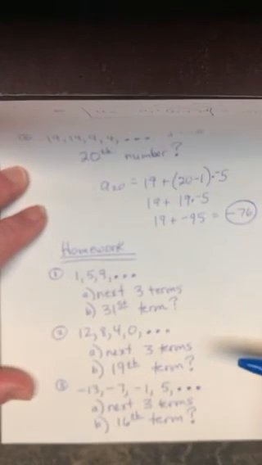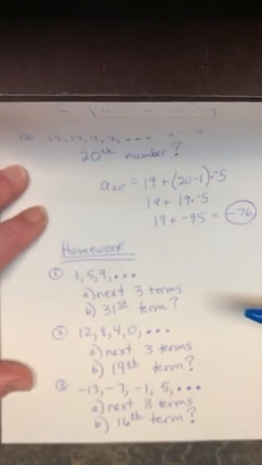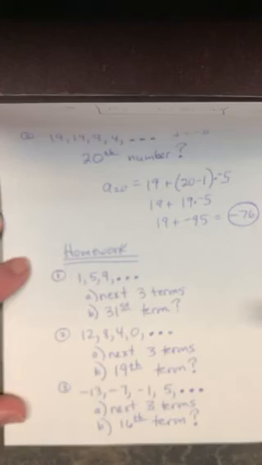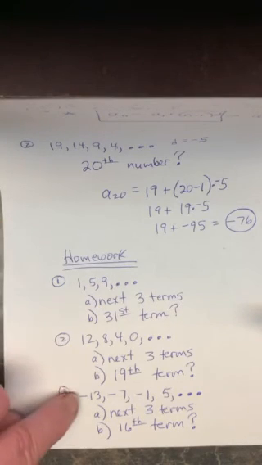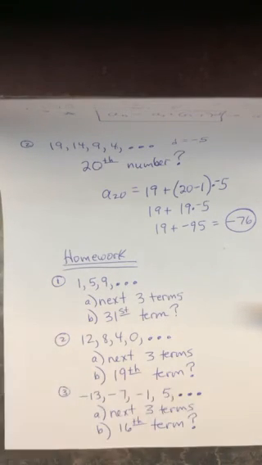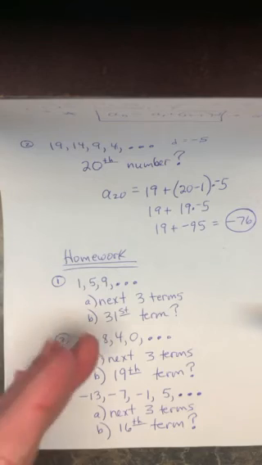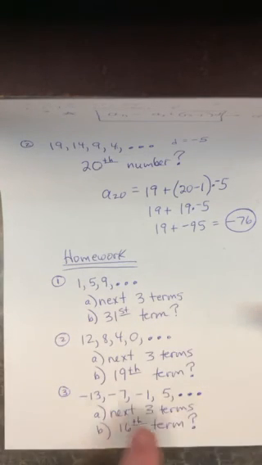Number 2, it says 12, 8, 4, 0, ... What are the next 3 terms? And then, oh, what's the 19th term? And then finally, -13, -7, -1, 5. So even though the numbers started negative, they're getting bigger, aren't they? Find the next 3 numbers. And then, oh, by the way, on that one, what would the 16th term be? You do not write them out.